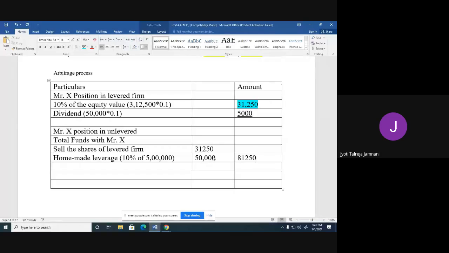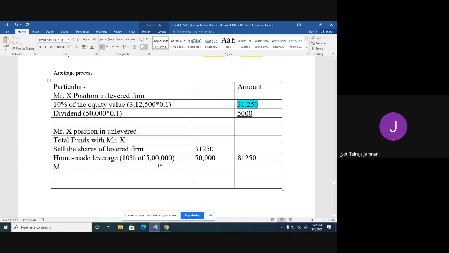But how much to borrow? Same risk, so I will borrow the same amount that I had in L. So L borrowed 5 lakh rupees for the full company. I was a 10% owner. I'll take 10% of 5 lakh and come in this form. So 50,000, which is 10% of 5 lakh, plus 31,250, which he got by selling the shares. In total, in his pockets, he now has 81,250 rupees. Now he will buy the shares of firm U because he has money.